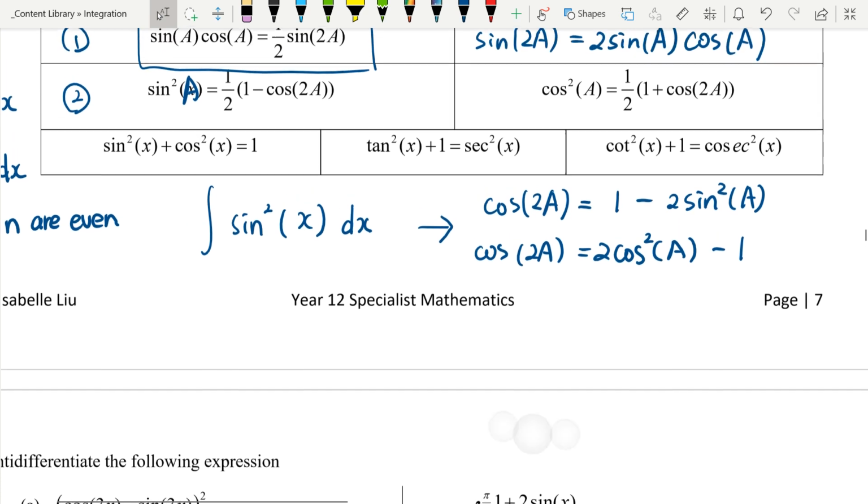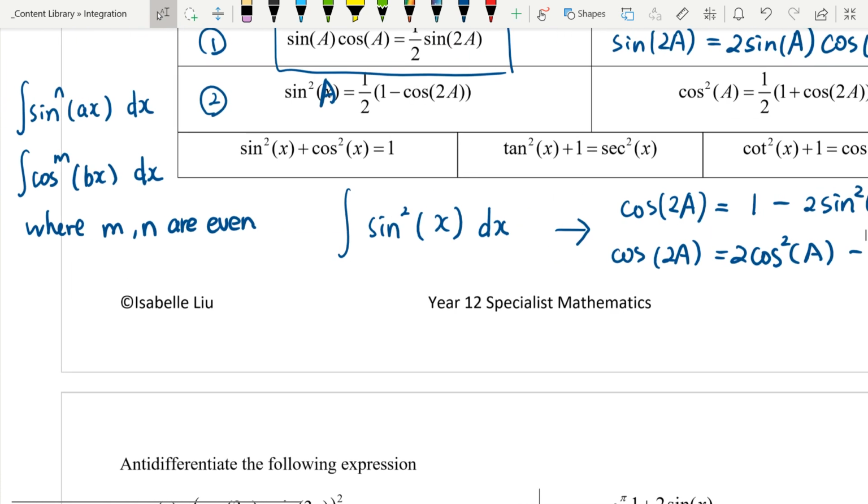Okay, so this second one is to deal with single sine, single cos with even powers. We will see questions later to work on that one.